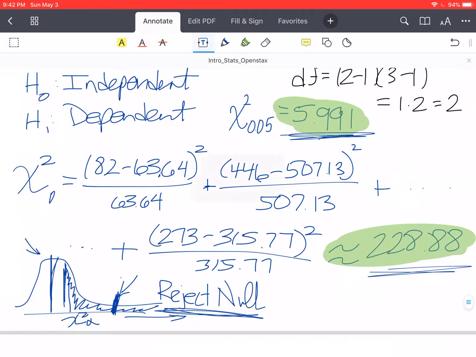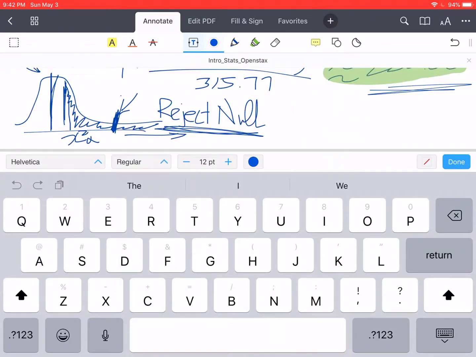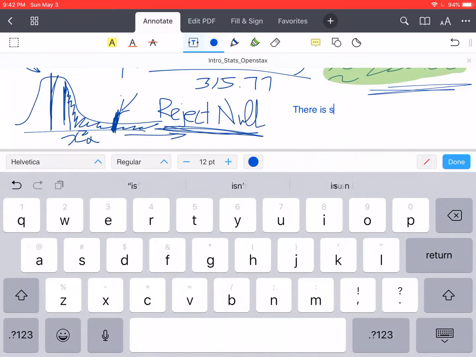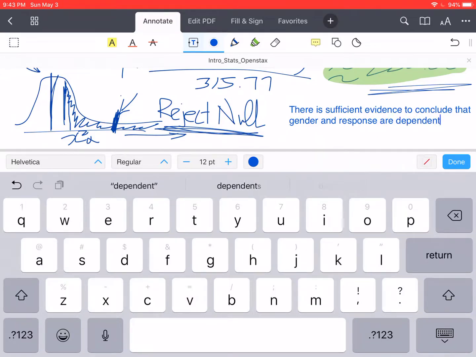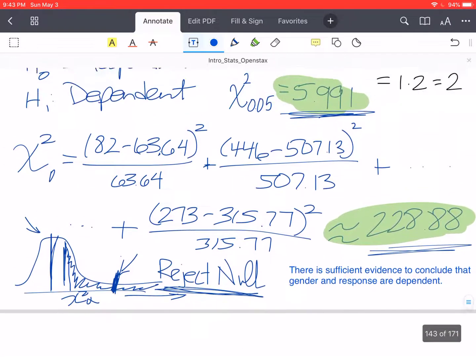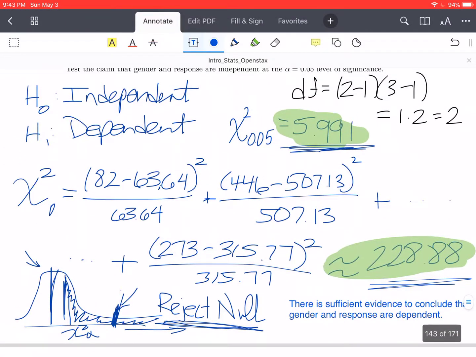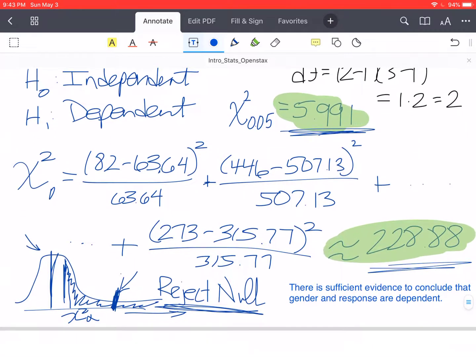So let's go ahead and just state that here. We can say there is sufficient evidence to conclude that gender and response are dependent. All right. And that gives us the answer to our question.